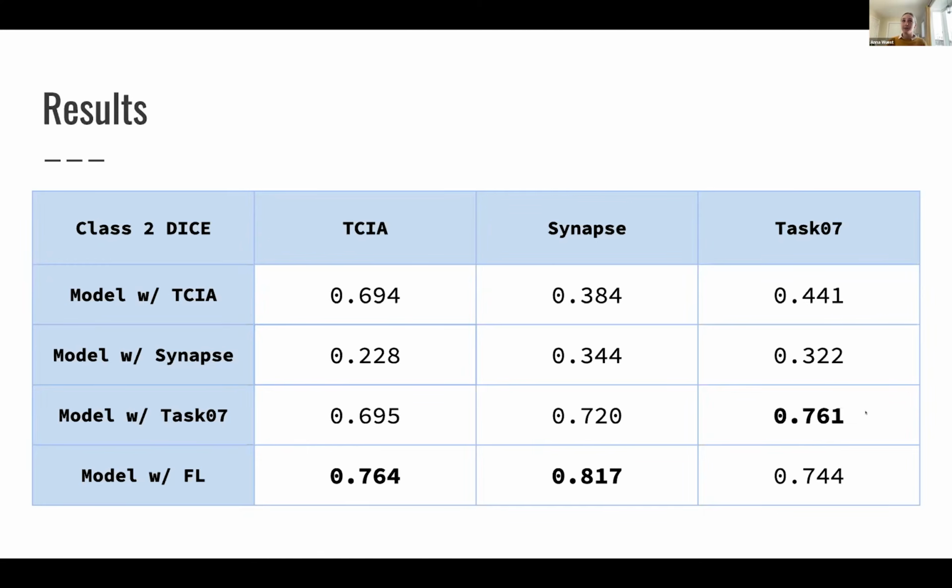So TASC-07 had over 26,000 individual scans, while Synapse had only a little less than 4,000. So this disparity probably explains quite a bit of the disparity between the actual performances. And TCIA was kind of in the middle with 80 patients, but definitely was closer to the size of Synapse and TASC-07.